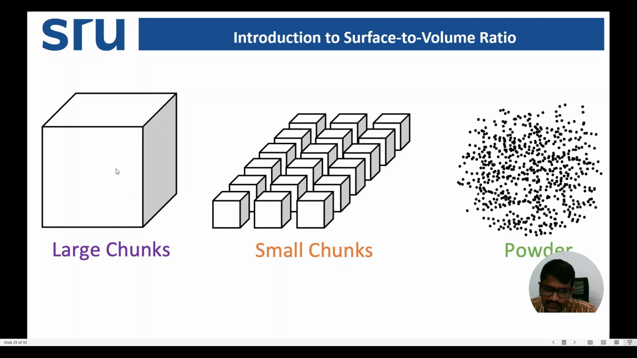Okay, this slide gives you the information of top down approach. We take large chunks, a bulk material, and then you can call this macro, this is micro, and this is nano. Now tell me, out of these three states, which state has more surface to volume ratio? Which has more surface area?